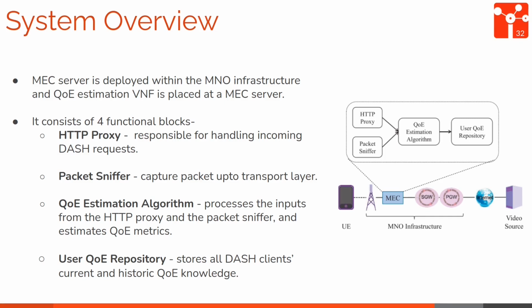And the third block is the QoE estimation algorithm, which processes the input from the HTTP proxy and the packet sniffer and estimates the 4 objective QoE metrics mentioned earlier, and later stores the estimated QoE knowledge into the user QoE repository. The user QoE repository, as I said, is responsible for storing all the DASH clients' current and historic QoE knowledge, which can later be used by the mobile network operator or the content service provider to take any concrete action for QoE-driven optimizations.